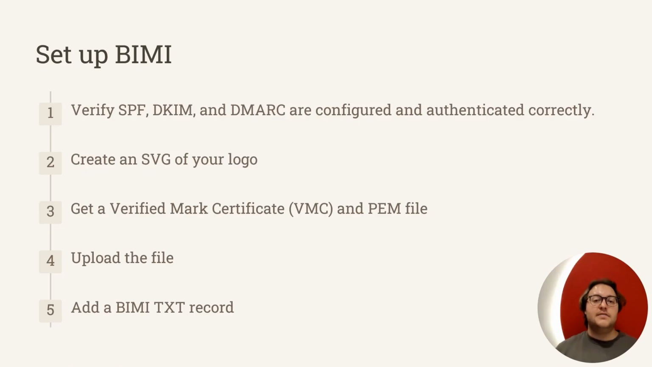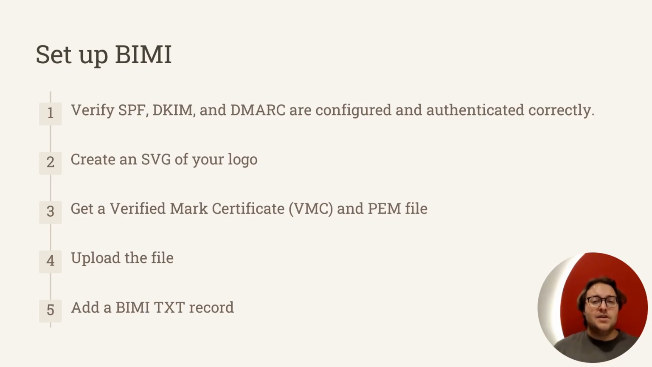Verifying SPF, DKIM, and DMARC are properly configured is crucial for BIMI to work effectively. These authentication protocols help ensure your emails are coming from a legitimate source. Creating an SVG of your company logo is the next step. This vector-based image will be displayed alongside your emails once BIMI is implemented.